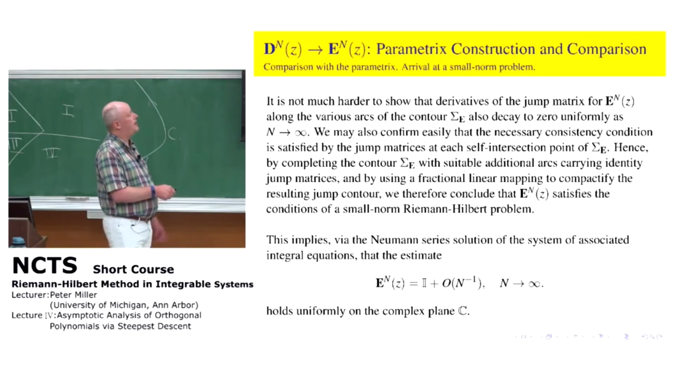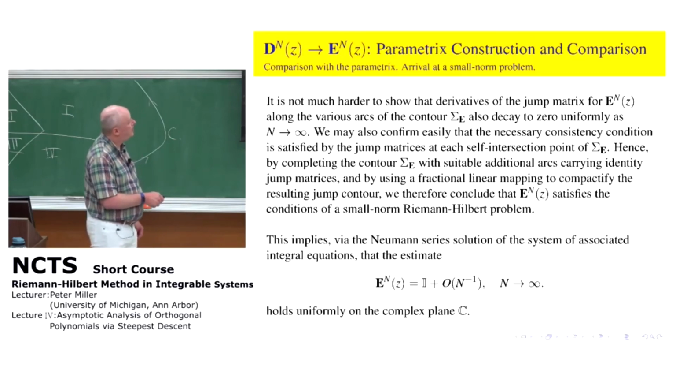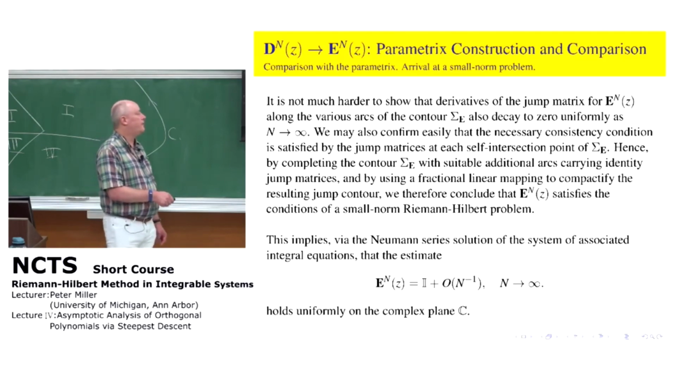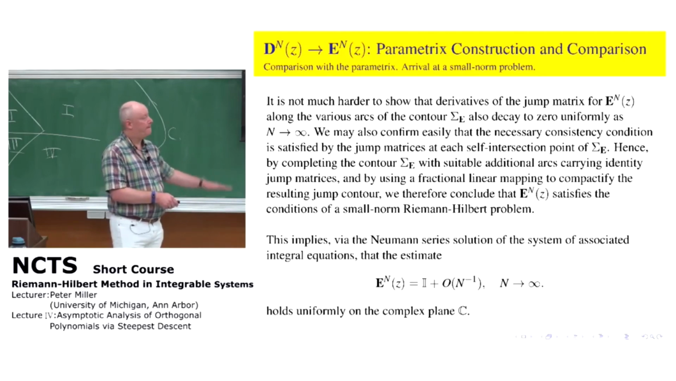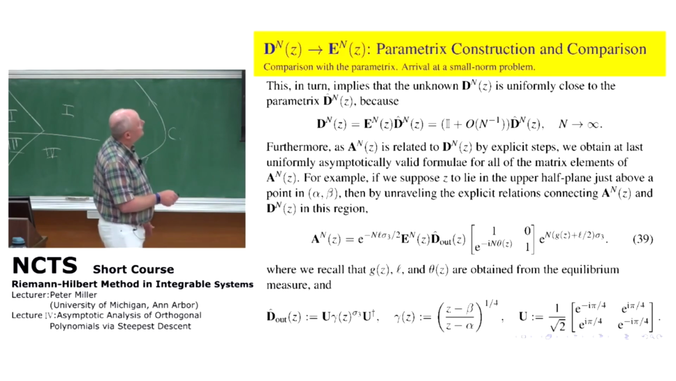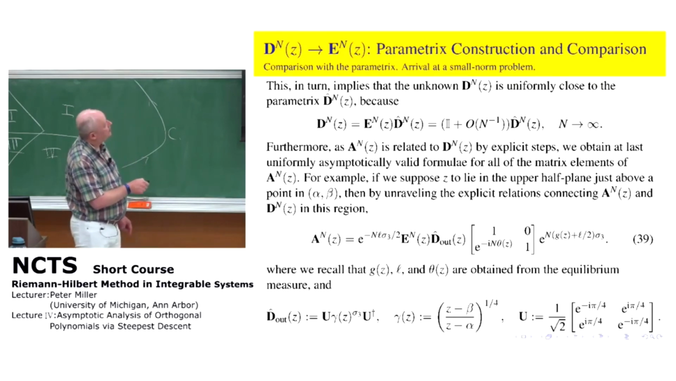So if n is big enough, we can invert the operator with the Neumann series, and one of the things that comes out of that is this very simple estimate that holds uniformly on the whole complex plane. So En of z is the identity matrix plus a uniform O(1/n) as n goes to infinity on the whole complex plane. All right, so that's enough to tell us what we want to know. The unknown Dn is uniformly close to its parametrix, because we can just write this formula: Dn is E times Dn hat. This is something we know, that's the parametrix. This thing is uniformly close to the identity in the complex plane.